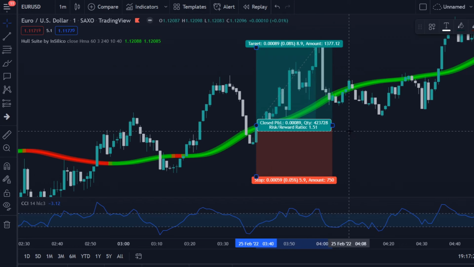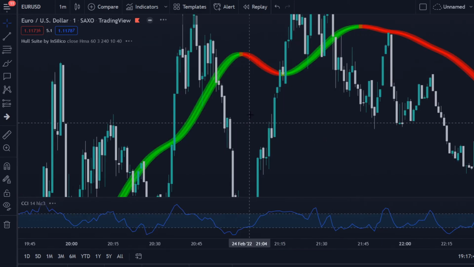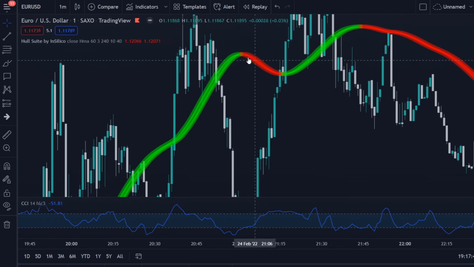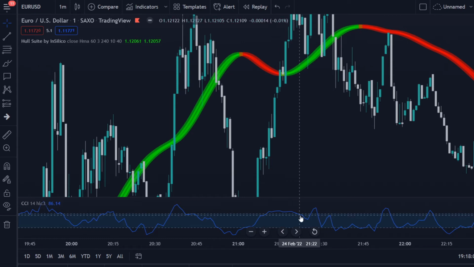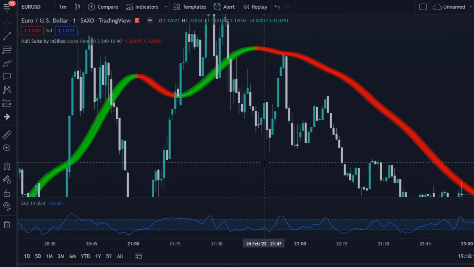Now I will show you a sell example as well. Okay, over here we have a red color of the Whole Suite. We drop down to the CCI indicator, and as you can see, now we need to wait for the line to go into the overbought zone, and when it comes out of the zone, then we need to take the trade, which is about here. We go to the upside and see that now the Whole Suite line has changed to green, so we do not take the trade. The setup is invalid, so we move on to the next opportunity.